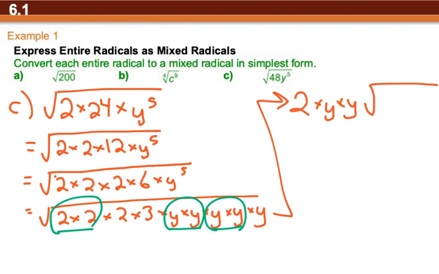We have some leftovers under that root. We have a 2 times 3 times y. Simplifying this out, outside the root, 2 times y times y would be the same as 2y squared. Under the root, 2 times 3 times y, same as 6y.